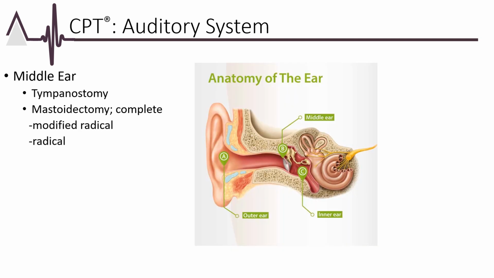Middle ear is a larger section of codes. It is grouped by introduction, incision, excision, repair, and other procedures. Tympanostomy is synonymous with myringotomy, which is creating a passageway through the tympanic membrane. Mastoidectomy complete is removal of the mastoid bone. Malignancy or extremely serious infection necessitates this procedure. Listed next are more extreme procedures, modified radical and radical.